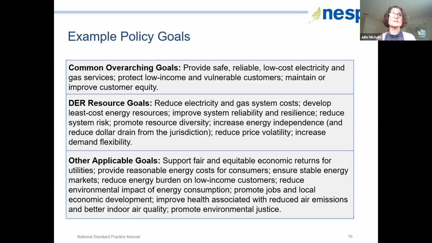Examples of goals. This is just a snapshot. Many of you would be familiar with these. There are common overarching goals, largely from a utility perspective: safe, reliable, low cost, protecting low-income customers and so forth. Then resource goals, often articulated by statute, sometimes in IRPs or other plans and regulatory decisions, and other applicable goals. And these might be largely related to societal type goals. And they're expanding, right? We now see an increased focus on equity and ensuring environmental justice and these types of important goals.